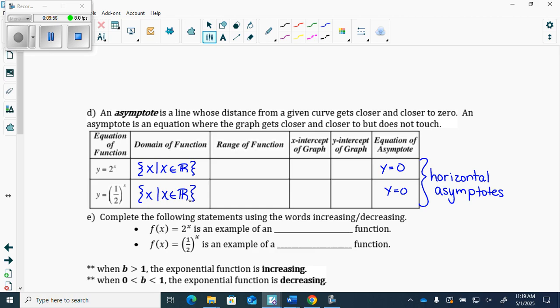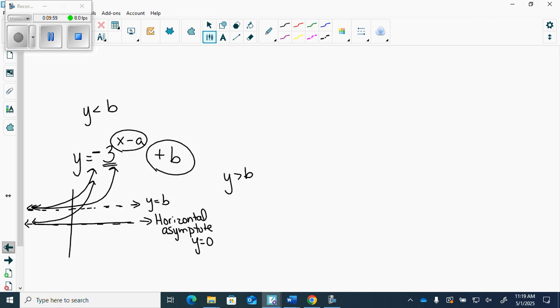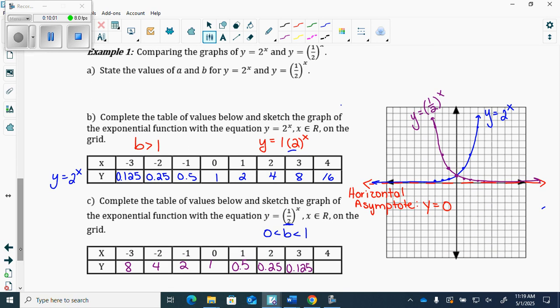All right. The range. Where does this graph start? The y's. I know someone knows this. y is what? It can't equal 0 because that's what the asymptote is, but it starts just above it. y is greater than 0. Yeah, because the whole graph is above it, right?